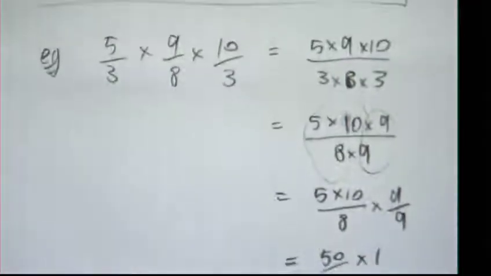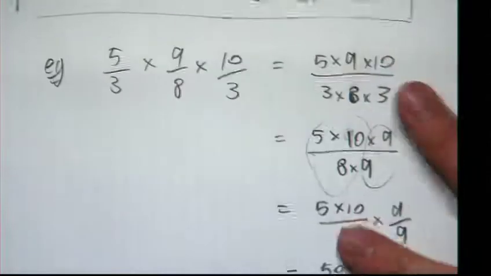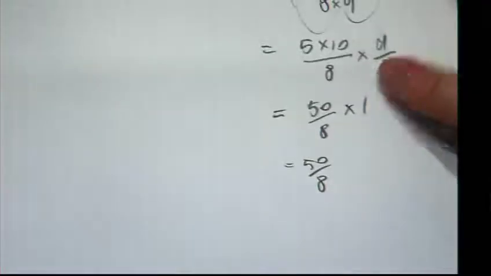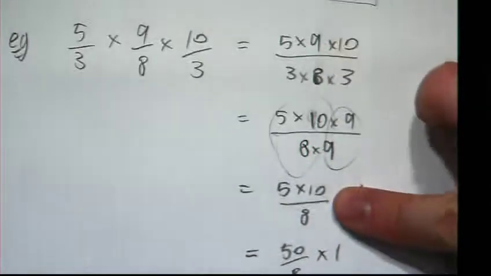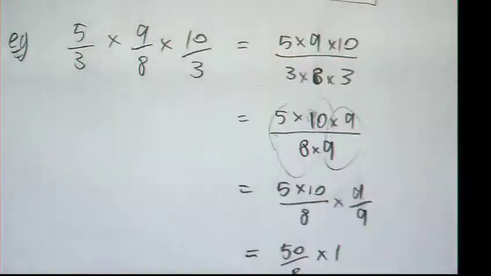So a lot of people who are experienced with fractions will skip straight from here to this thing just here. Because they'll say, well, the 9 and the 3 times 3, timesing by 9 and then dividing by 3 and dividing by 3, that's the same. That doesn't really do anything, so I'm left with the 5 times 10 and the 8.